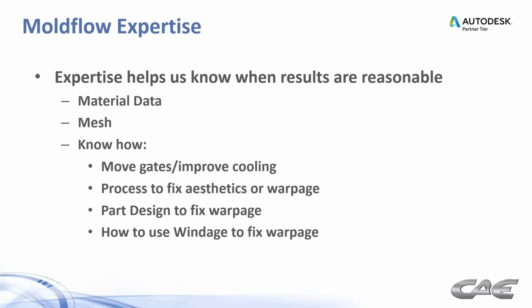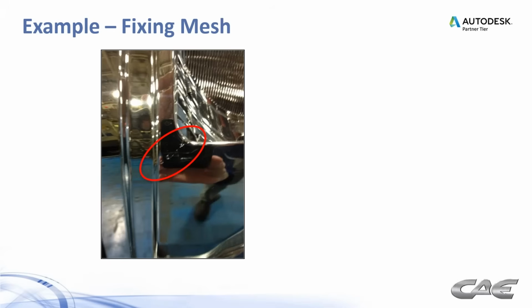It's not just knowing when the results are reasonable, but knowing how to fix things. We talked about predict, identify, solve. It's one thing to predict things, but it's quite another to know what to do with that information. You got to know how moving gates or improving cooling is going to affect the results. You got to know how to process things to fix aesthetics or warpage. You got to know how to change part design to fix warpage, and you got to know how to use windage to fix warpage.